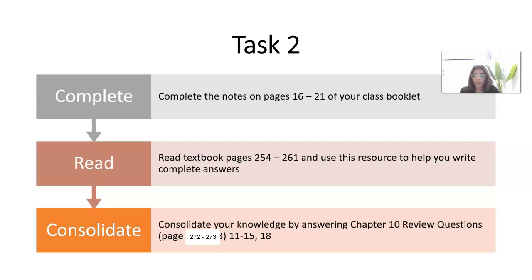Once you've done that, I would like you to complete the notes on pages 16 to 21 of your class booklet. Definitely want you to read pages 254 to 261 of your textbook to help you writing good quality notes. And please consolidate your learning on meiosis using pages 272 to 273 of your textbook, and complete questions 11 through to 15, and 18.